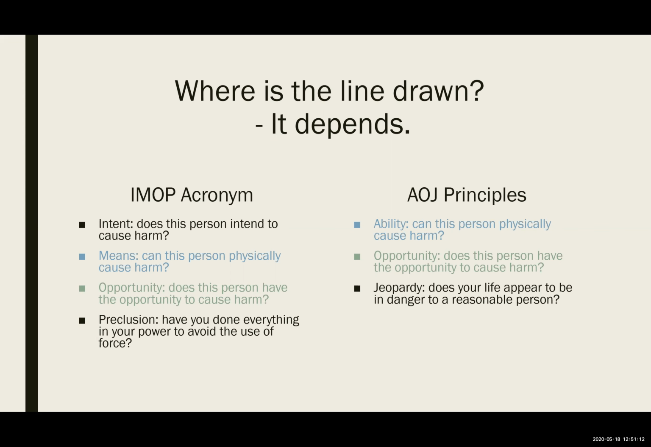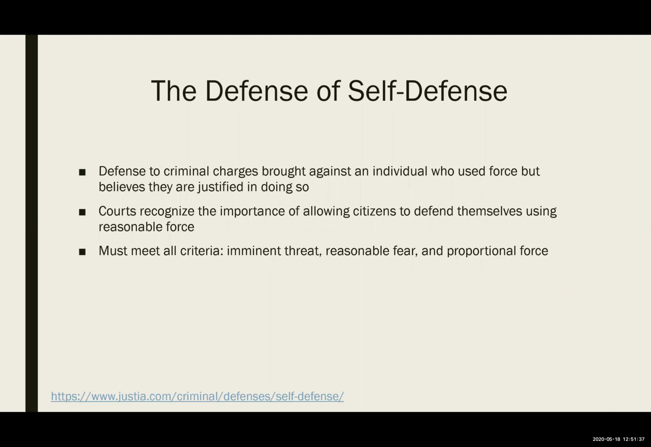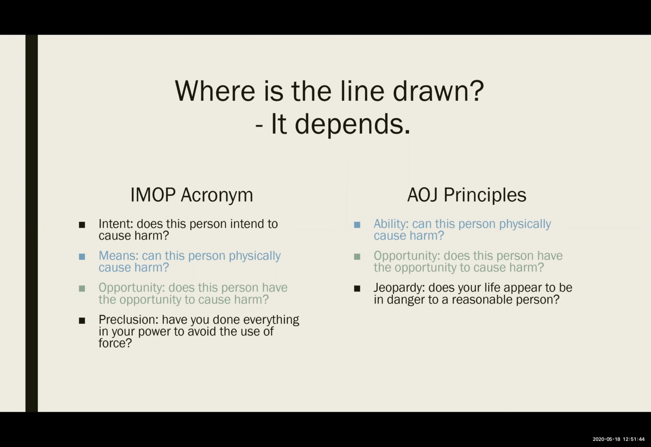Preclusion is kind of sticky. That's why we are transitioning to the AOJ principles. You can see with the blue and green highlights here that these are very similar. Ability and opportunity are basically the same things as means and opportunity. The only thing that's different is the last one, jeopardy. Does your life appear to be in danger to a reasonable person? That's back on this slide where we talk about there has to be reasonable fear to that imminent threat. There has to be reasonable fear for it. So jeopardy, does your life appear to be in danger to a reasonable person?